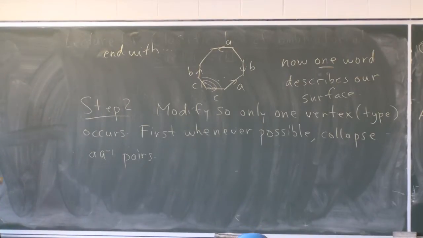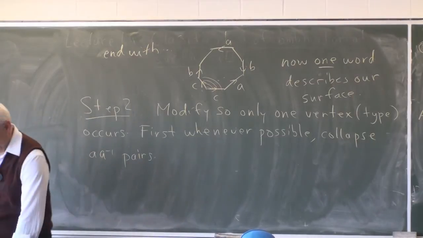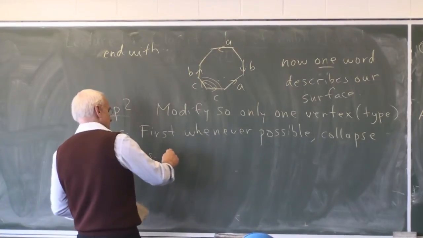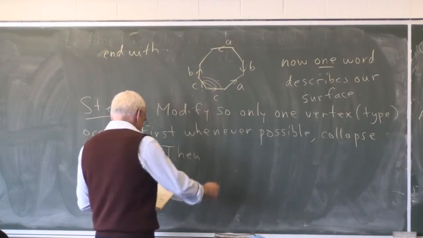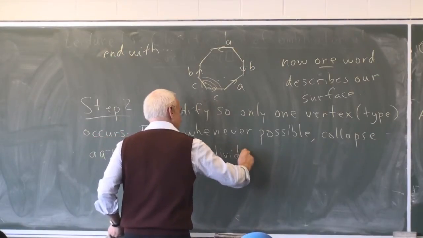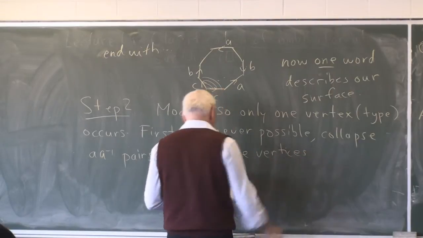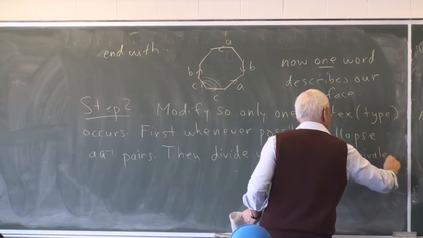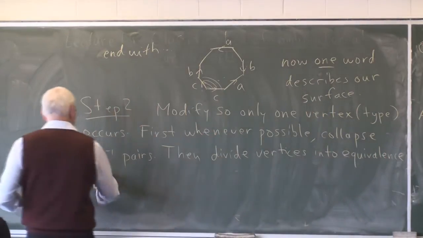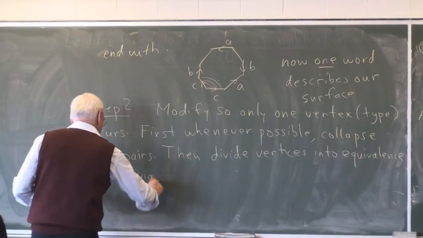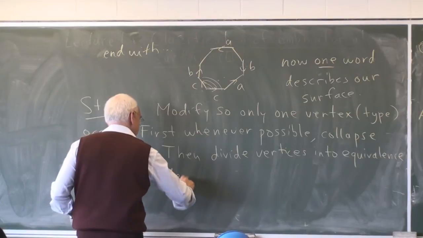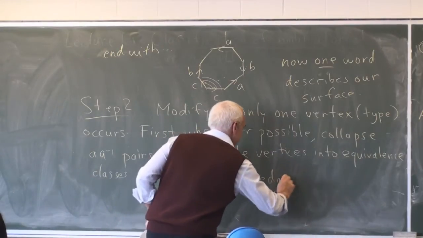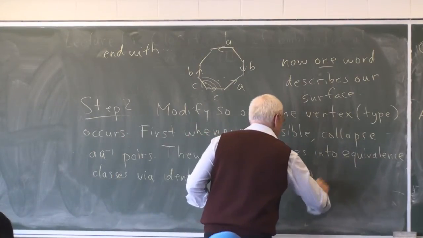Then what we're going to do is we're going to have a look at all the vertices, and then what we do is we divide our vertices into equivalence classes via the identification of edges of our polygon.